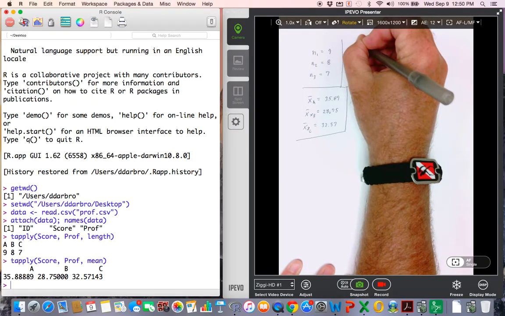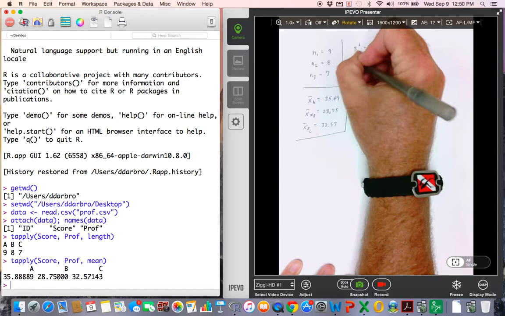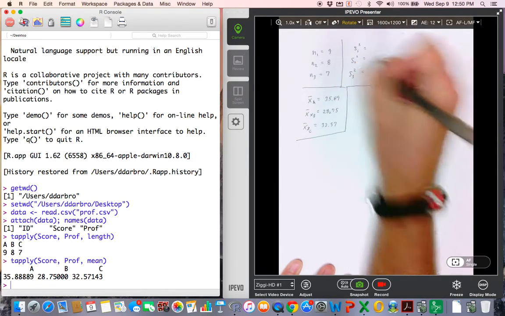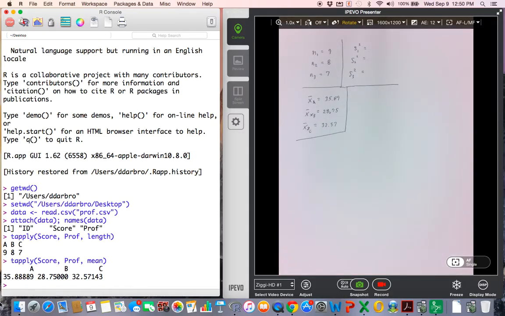Next thing I want to do, because my formula needs it, is get my variances. And guys, variance is easy to do.